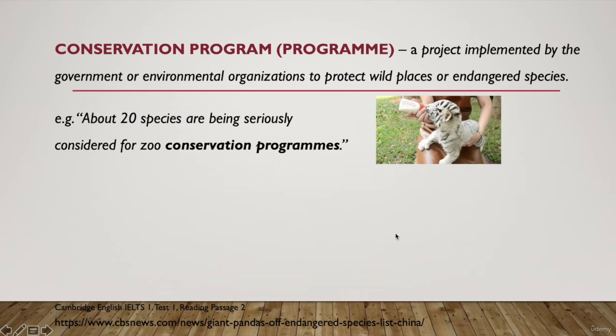Let's look at an example from a passage. About 20 species are being seriously considered for zoo conservation programs. That is, 20 species of animals could be included into a zoo conservation program.